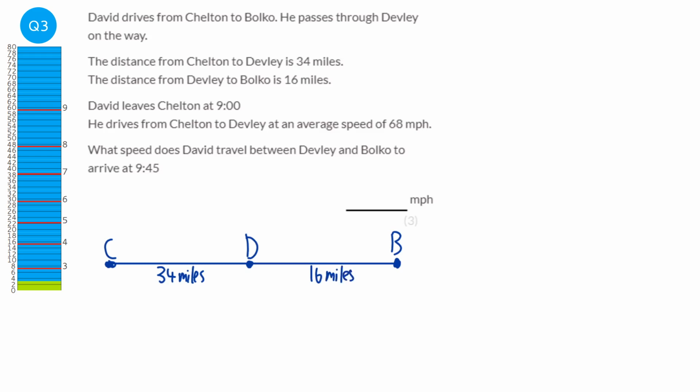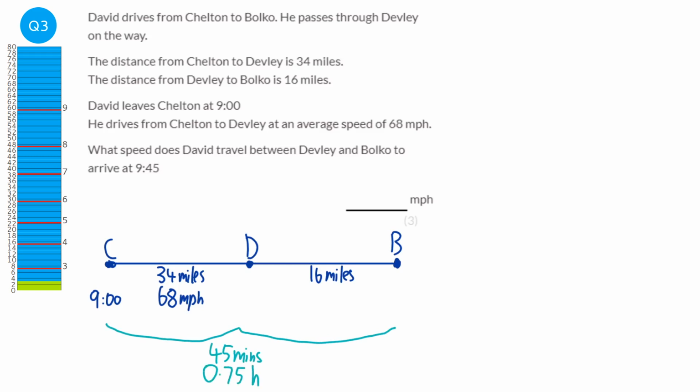David leaves Chiltern at 9 o'clock. He drives from Chiltern to Devley at an average speed of 68 miles per hour. And what speed does David travel between Devley and Bovlow to arrive at 9:45? So the whole duration of this needs to be 45 minutes or 0.75 hours. And the entire distance is 34 plus 16, so that would be 50 miles.